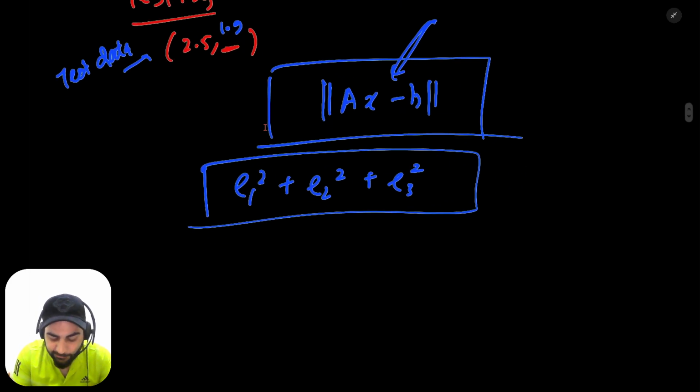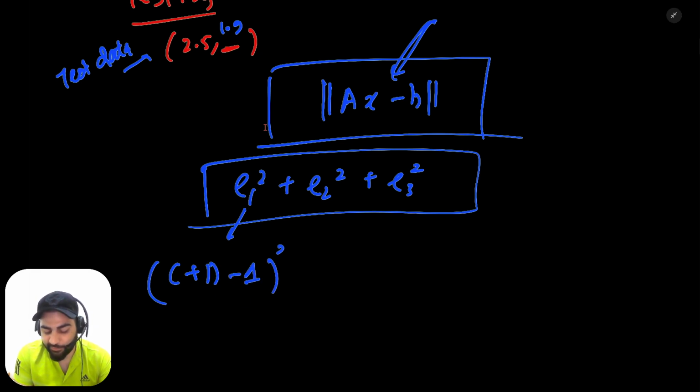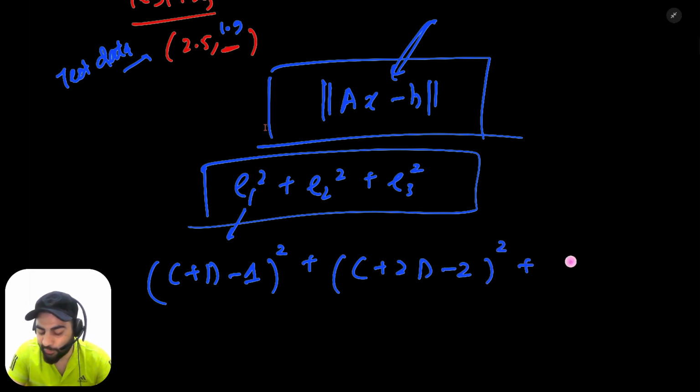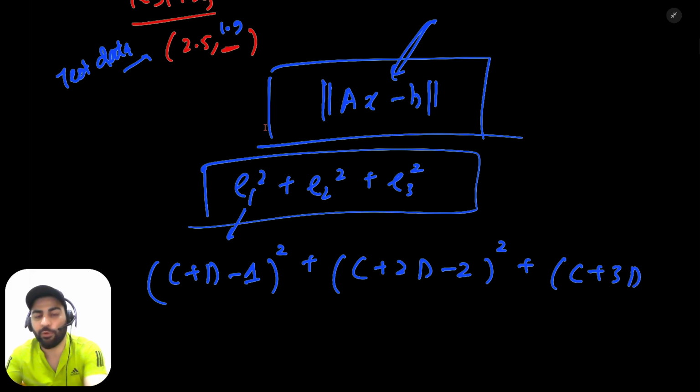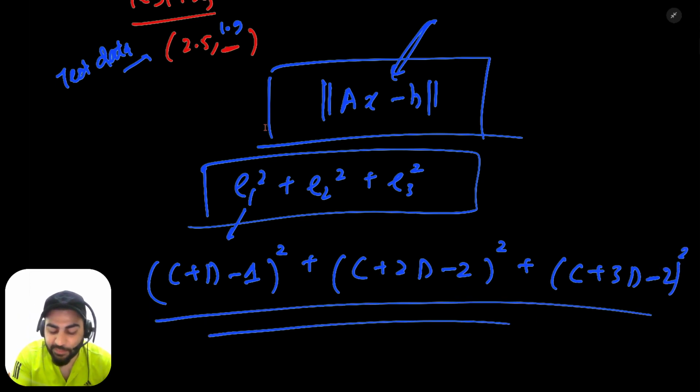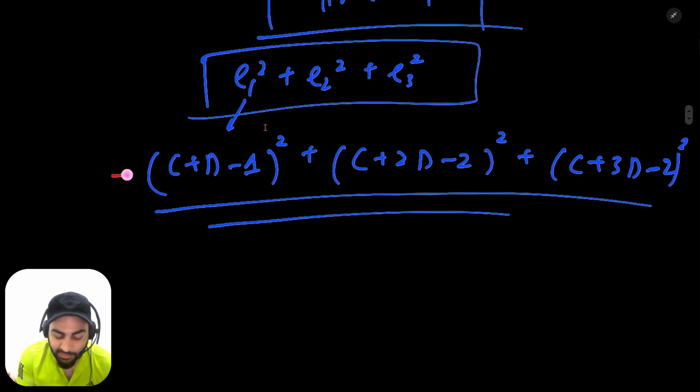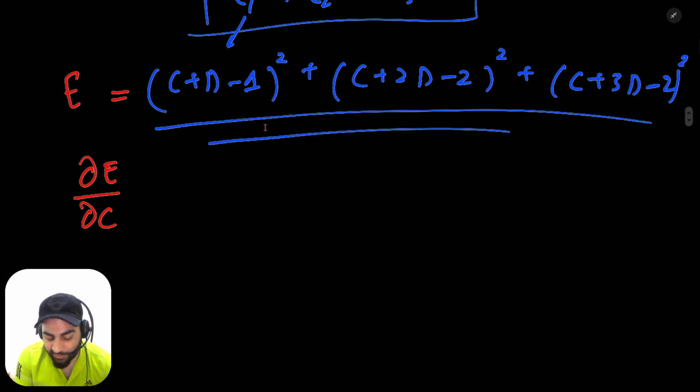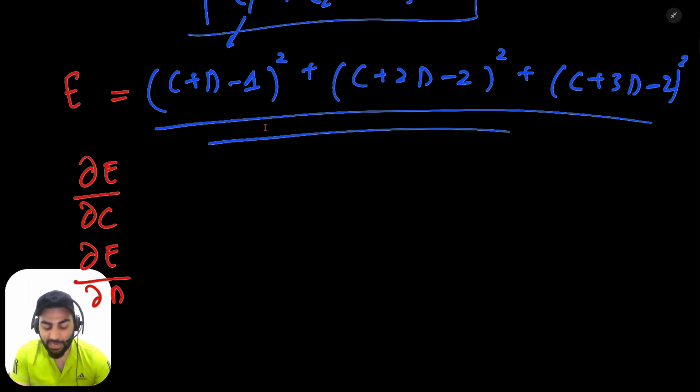How? If you want to find this, e1 was c plus d minus 1 whole square, plus e2 was c plus 2d minus 2 whole square, and plus e3 was c plus 3d minus b, which I think was again 2, square. So we had to minimize this equation. If some of you know partial derivatives, let's suppose this is our equation e. I'll take the partial derivative with respect to c and the partial derivative with respect to d. This is what I'll do. So I'll now get two equations.